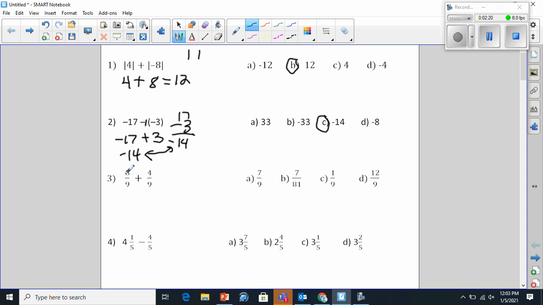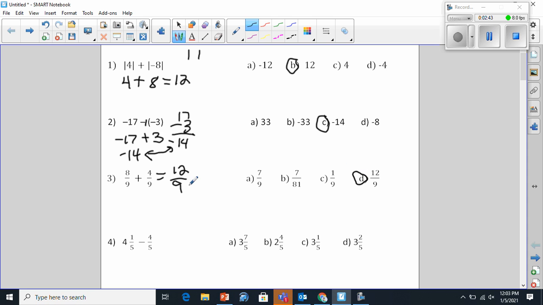Number 3, we have 8/9 plus 4/9. In this case, we know that as long as my denominator is the same, I'm allowed to add my numerators together. 8 plus 4 is 12. So this is simply going to be 12/9. Remember, we keep the denominator the same when we add. So D would be the right answer.